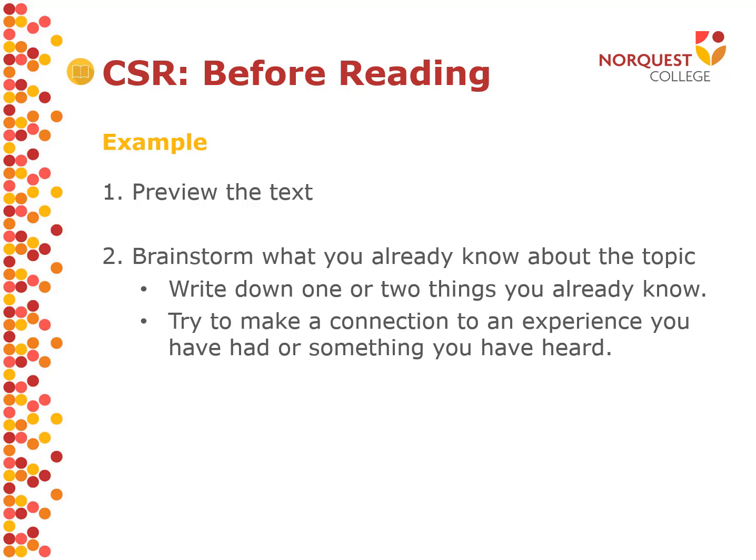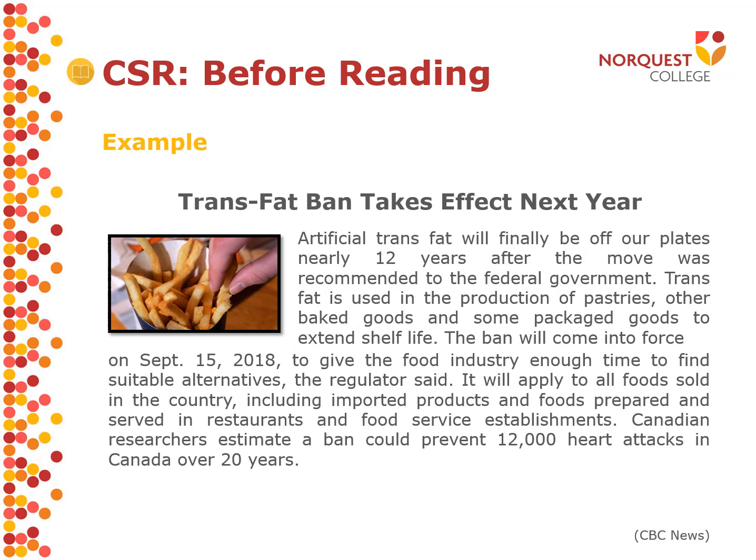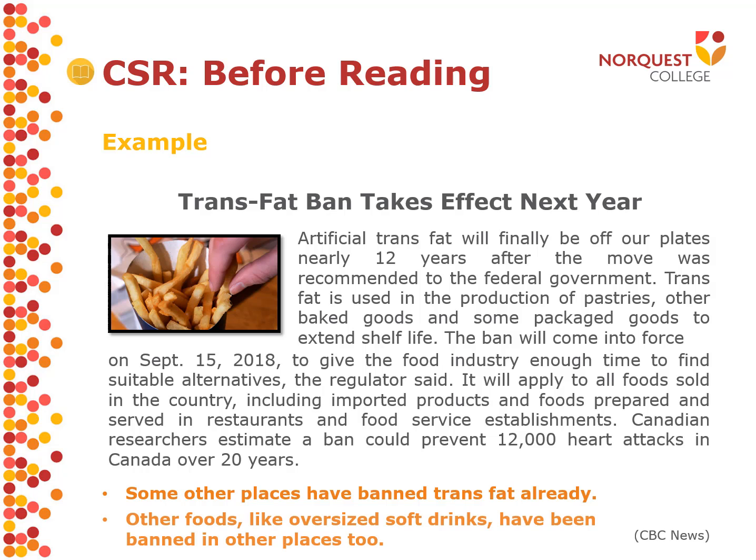From this, have students brainstorm what they already know. Have them write down what they already know or try to make some connections to experiences they've already had. Again, with this example text, maybe students had heard that some other places have already banned trans fats. Maybe a student might know that some places have banned things like oversized soft drinks too. By doing this type of brainstorming, you're helping students understand that they already have valuable information that they're bringing to the table when reading this text.